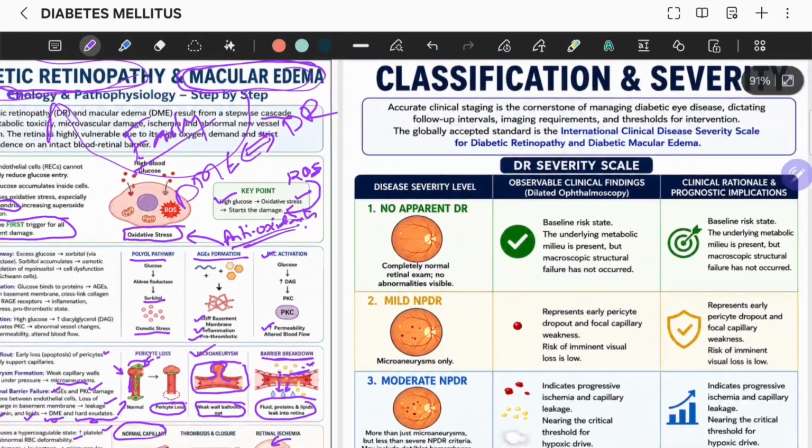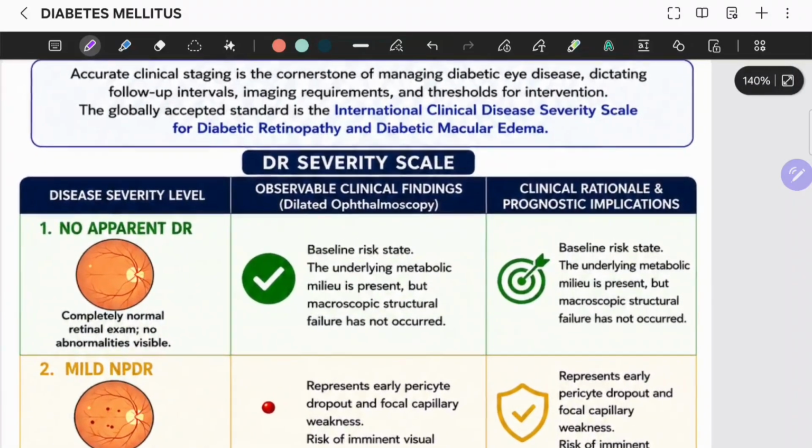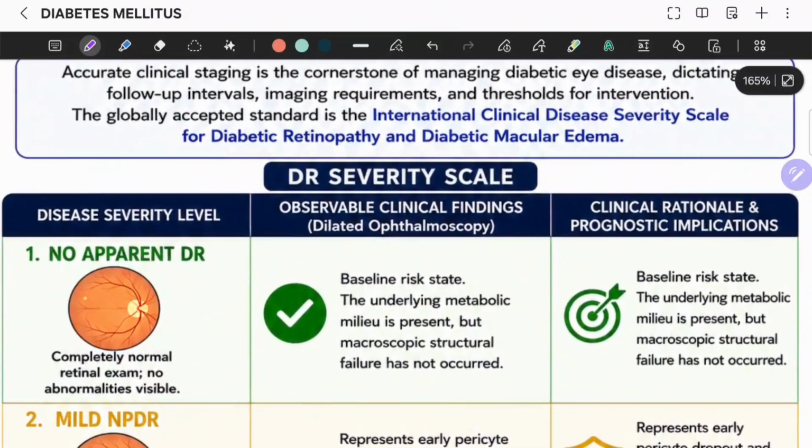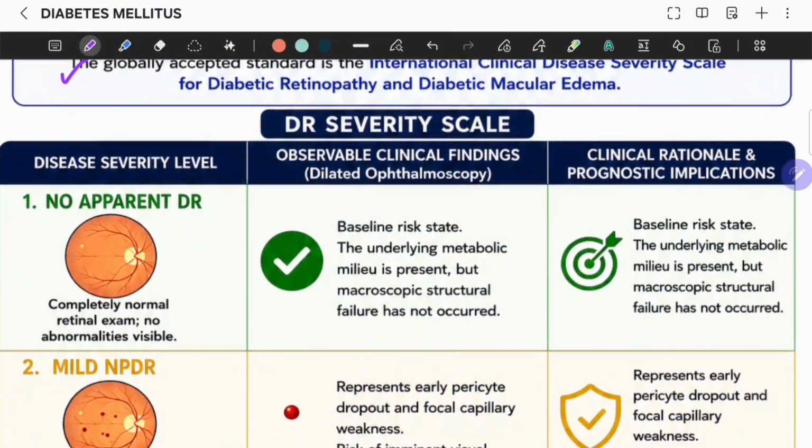Okay. Now coming to the classification and severity. So classification, one is diabetic retinopathy and another thing is diabetic macular edema. So first we will gauge the severity of diabetic retinopathy. Accurate clinical staging is the cornerstone of managing diabetic eye disease, dictating follow-up intervals, imaging requirements and thresholds for intervention. The globally accepted standard is the International Clinical Disease Severity Scale for Diabetic Retinopathy and Diabetic Macular Edema.